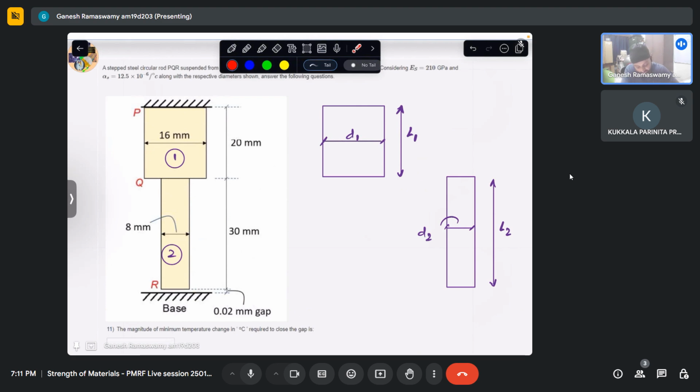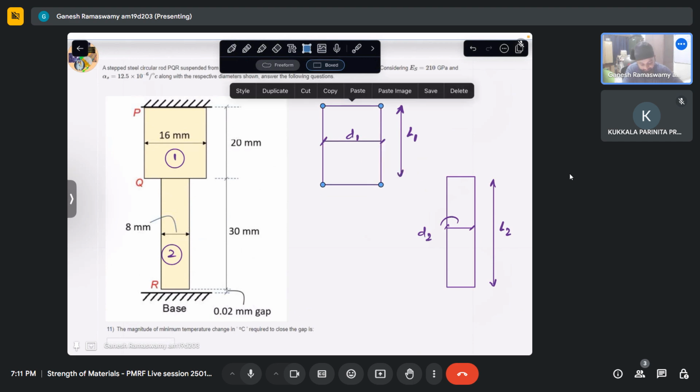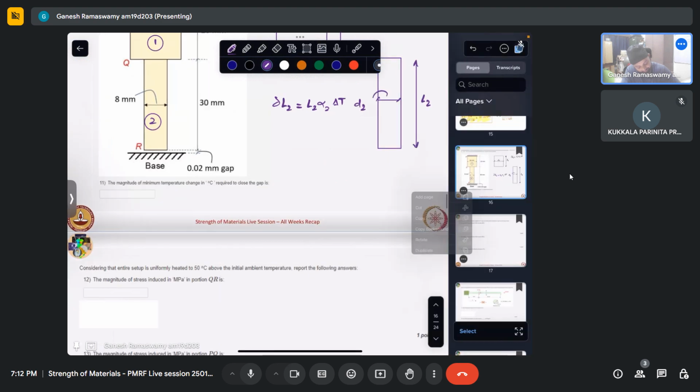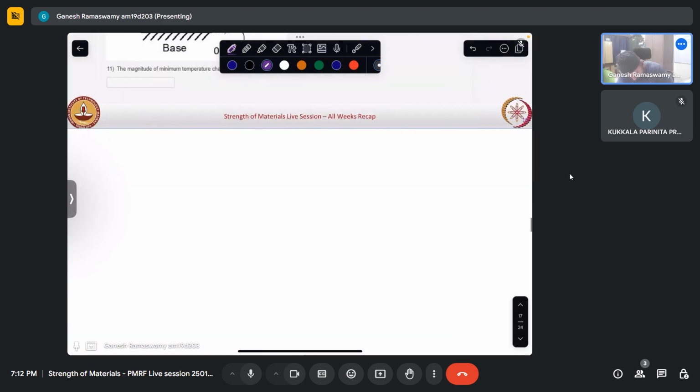Now if I were to heat this, what will happen? It will start expanding like that. And what will that expansion be? So delta L1 will actually be L1 alpha 1 delta T. Similarly, the change in L2 will be L2 alpha 2 delta T. I am writing for a general case where the materials are different. Now since the materials are same, the question asks for the gap to close.